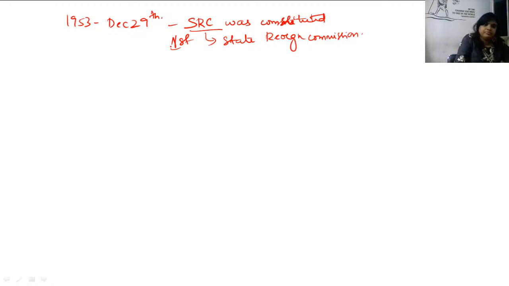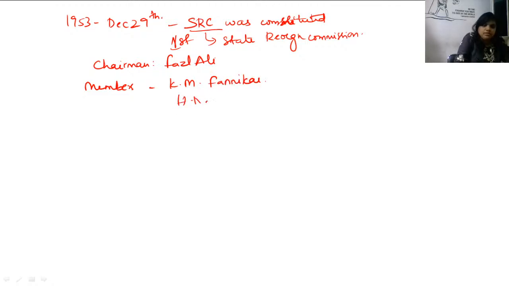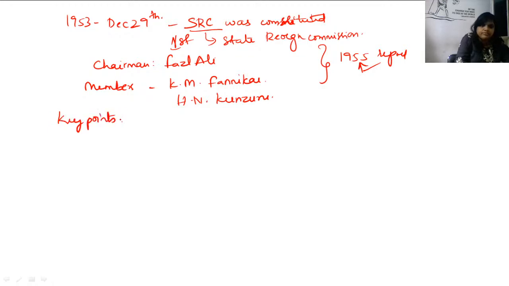Now this committee, this first state reorganization committee, chairman was Fazal Ali. The members are K.M. Panikkar and H.N. Kunzru. And this particular committee has given its report in 1955. Report was submitted in 1955. Now, what is mentioned in the report? What are the key points of the report?